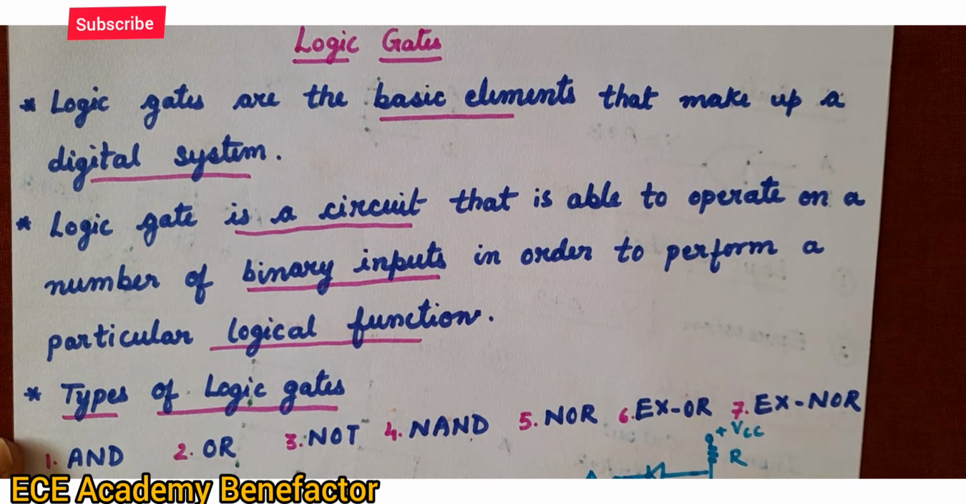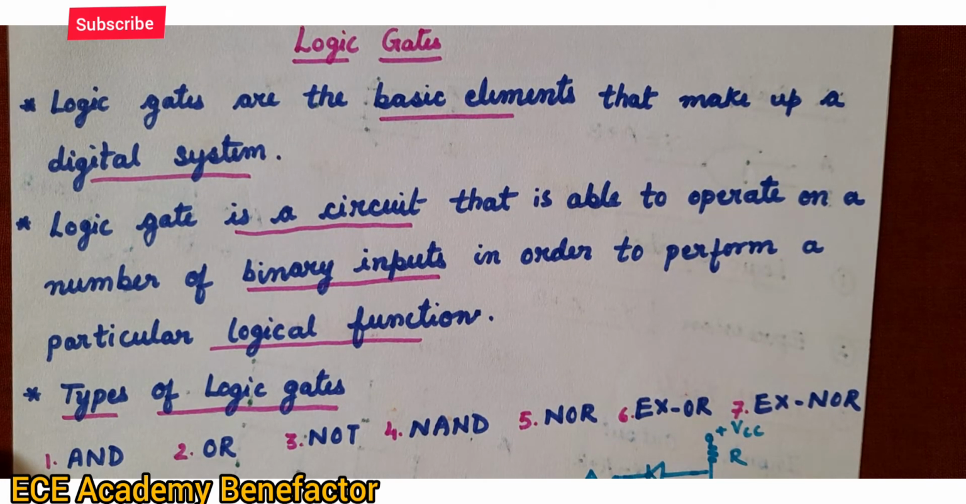Let us say Y is equal to A dot B. So by taking the binary inputs, it performs a logical function. So logic gates are the basic building blocks. We have to know what the different types of logic gates are and how they can be used in a digital system, a digital circuit.